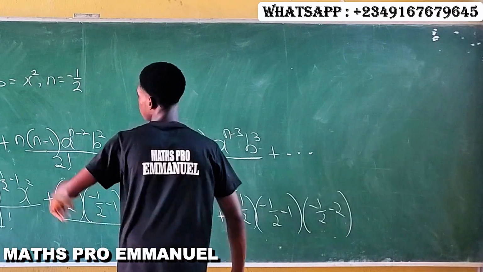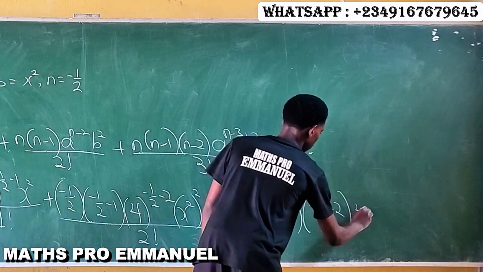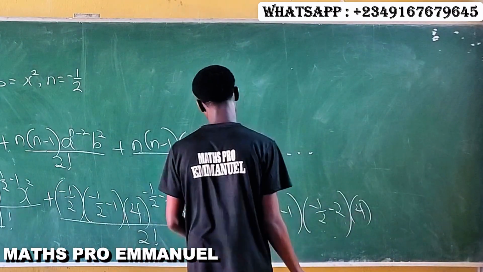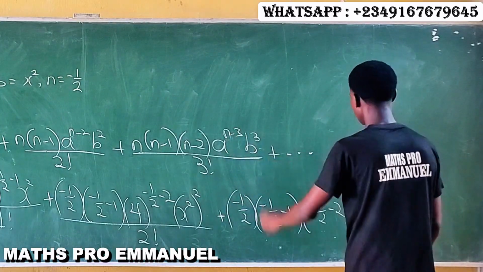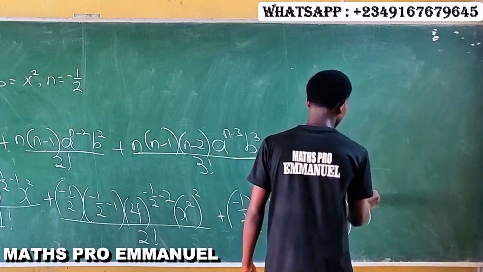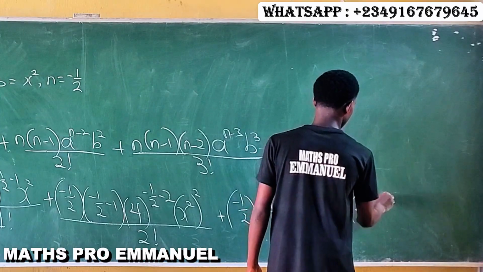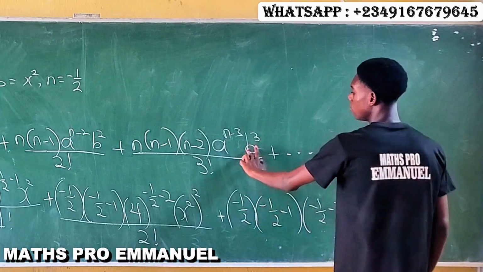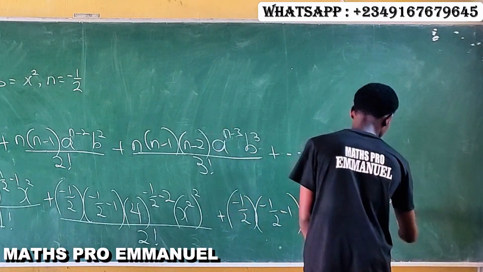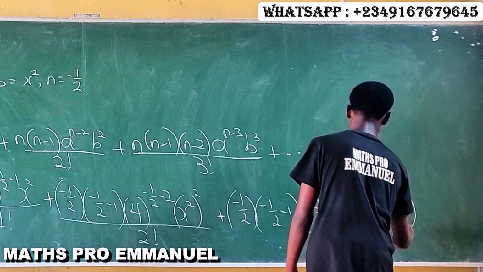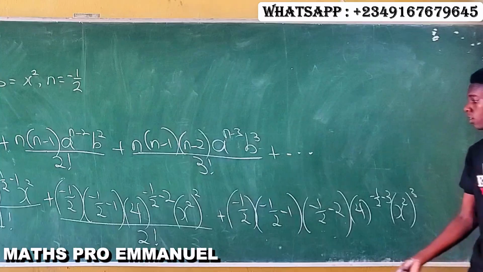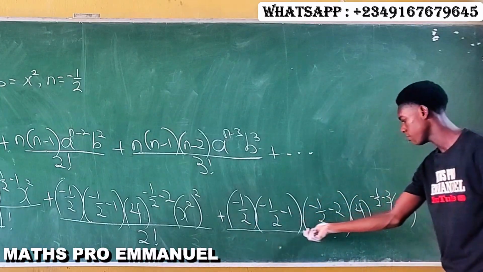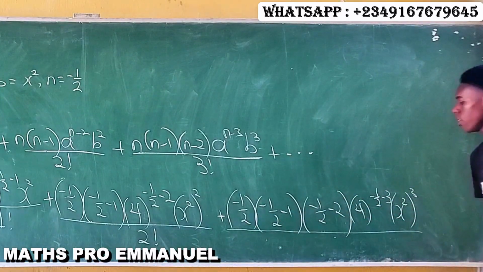Multiplied by a, we know that a is 4. So here is 4 raised to the power of n minus 3. So I'm subtracting 3 from minus 1 over 2, so I'm having minus 1 over 2 minus 3. Then b is x squared, so here is x squared all raised to the power of 3, and all this is divided by 3 factorial.